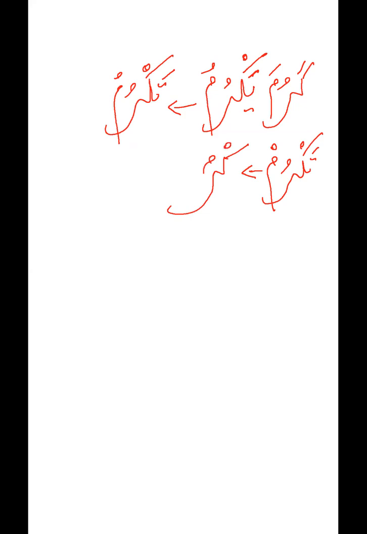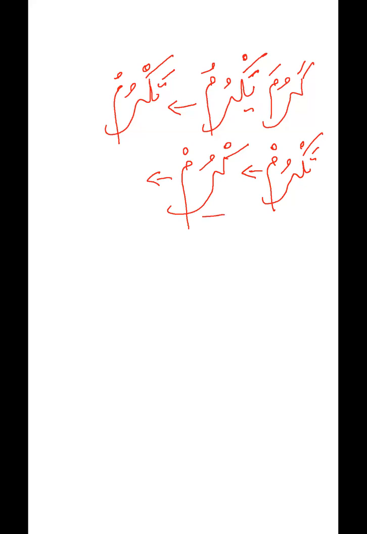If something is missing. So Karuma Yakrumu, and we had Takrumu, and then we made it lightest, Takrum. Okay, then what do we do? Remove the ta. So we are left with Krum.